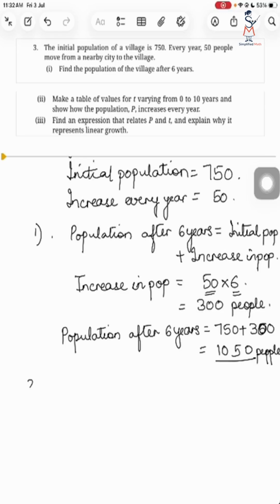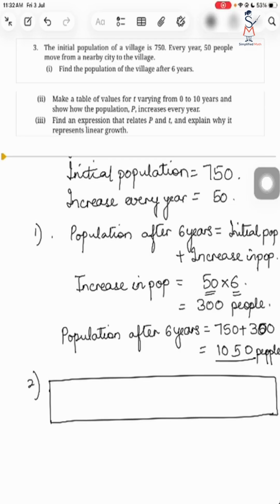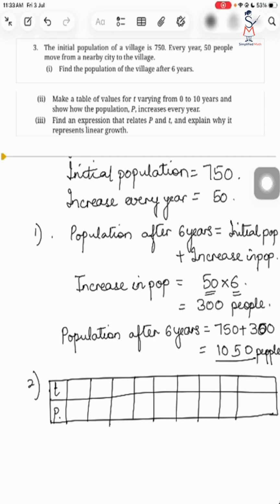Now second problem, that is make a table of values of T varying from 0 to 10. What is T? T is the number of years and the population P that increases every year. So we have to make a table between T and P. What is T? T is the years and P is the population. Right?